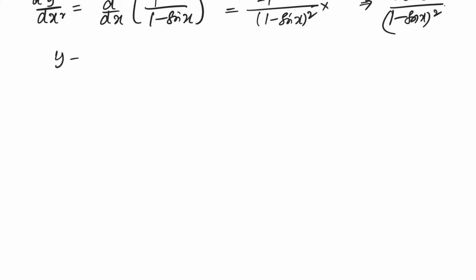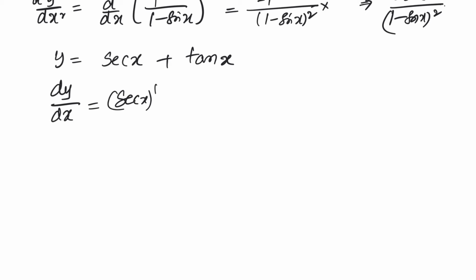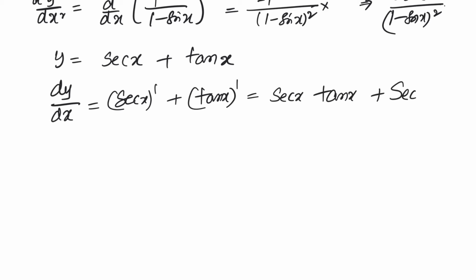We have been given y equals secant x plus tan x. Let's find out what is dy by dx. Dy by dx will be the derivative of secant x plus the derivative of tan x, which is equals secant x tan x plus secant square x. Now let's do the second derivative, that is d square y by dx square.